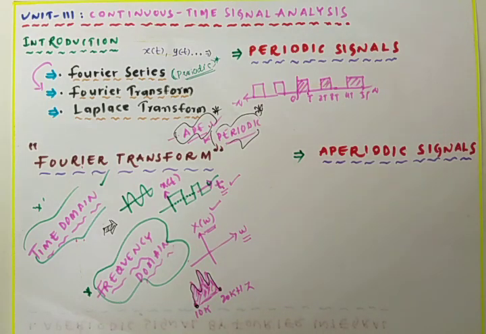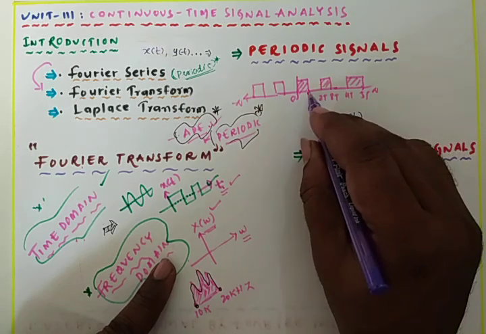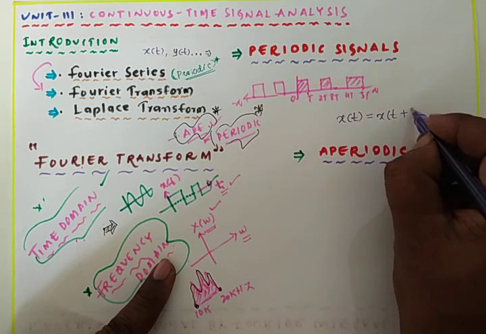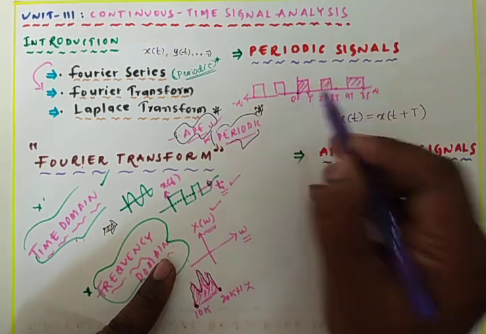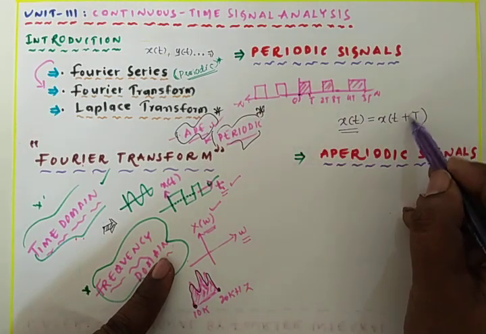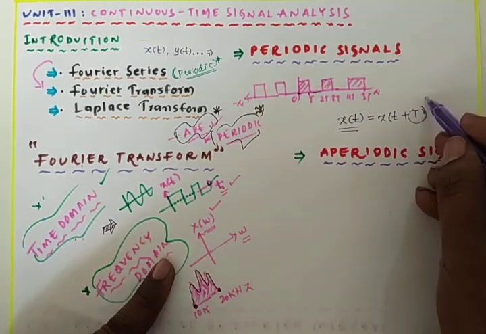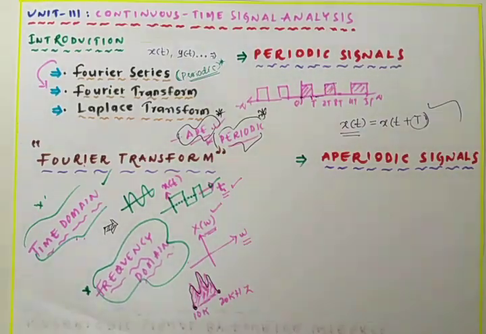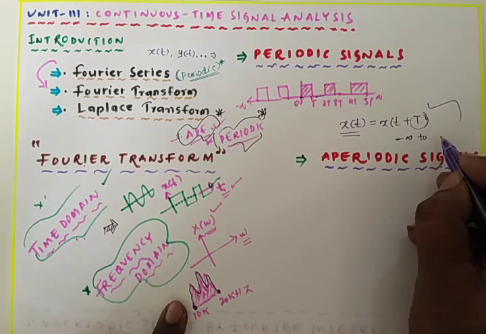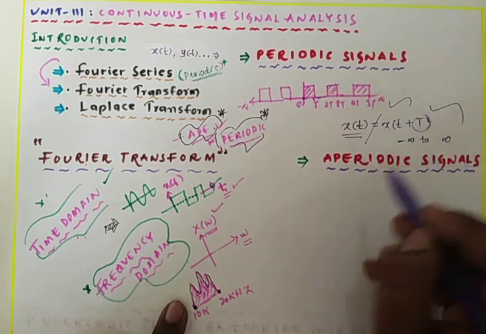Mathematically, x of t is equal to x of t plus capital T also. That means whatever signal we have here, the same signal is there at t plus capital T. After this part also we get the same signal, so these types of signals are named periodic signals, from minus infinity to plus infinity. If the signal doesn't satisfy this condition, then it is called aperiodic.